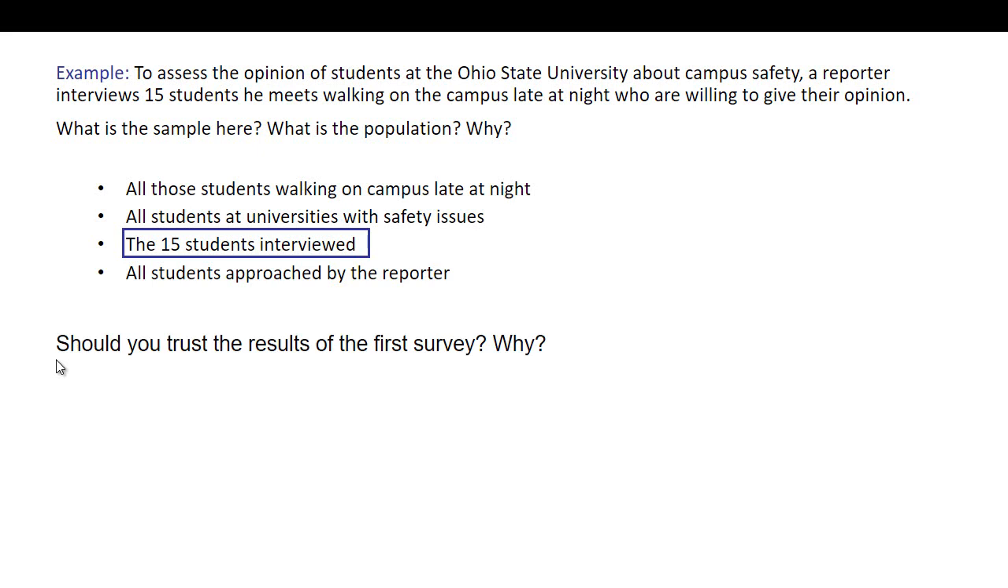And should you trust the results of this survey? Well, the answer is probably not, because the students who are walking outside late at night probably think that it's safe to walk on campus late at night. So they tend to be the students who think that the campus is pretty safe.